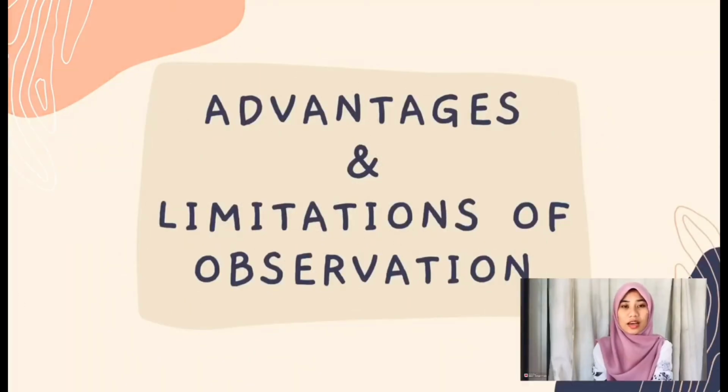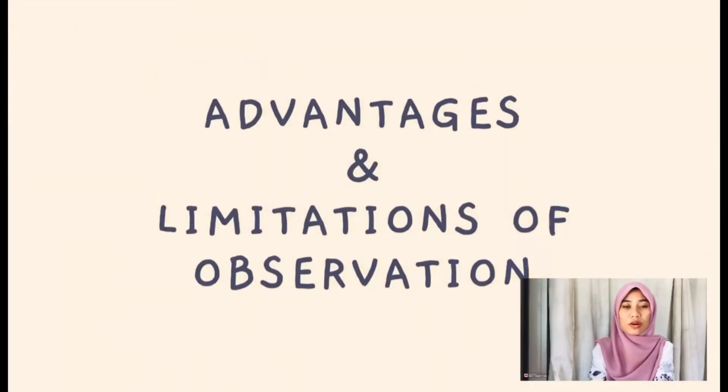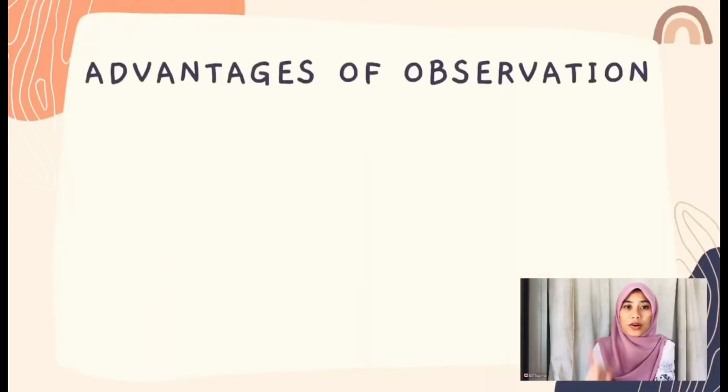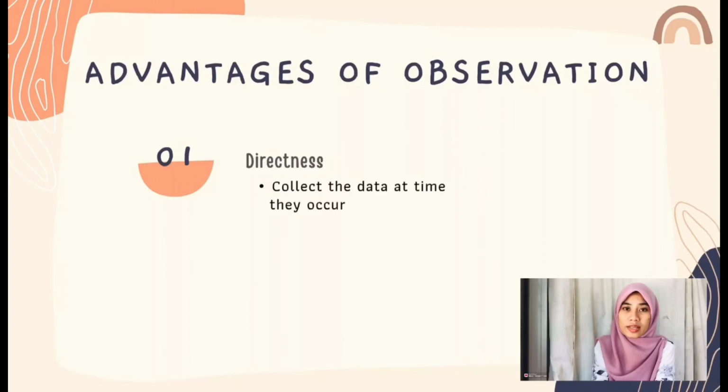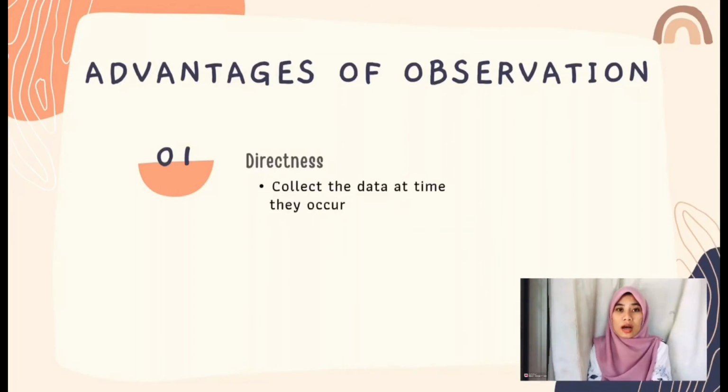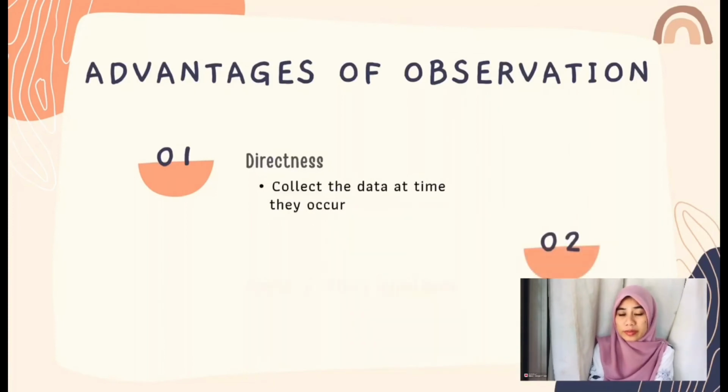Next, advantages and limitations of observations. The first advantage is its directness. We can collect the data at the time it occurs. The observer does not have to ask people about their behaviors or rely on reports from others. He or she can just observe how people act and speak.